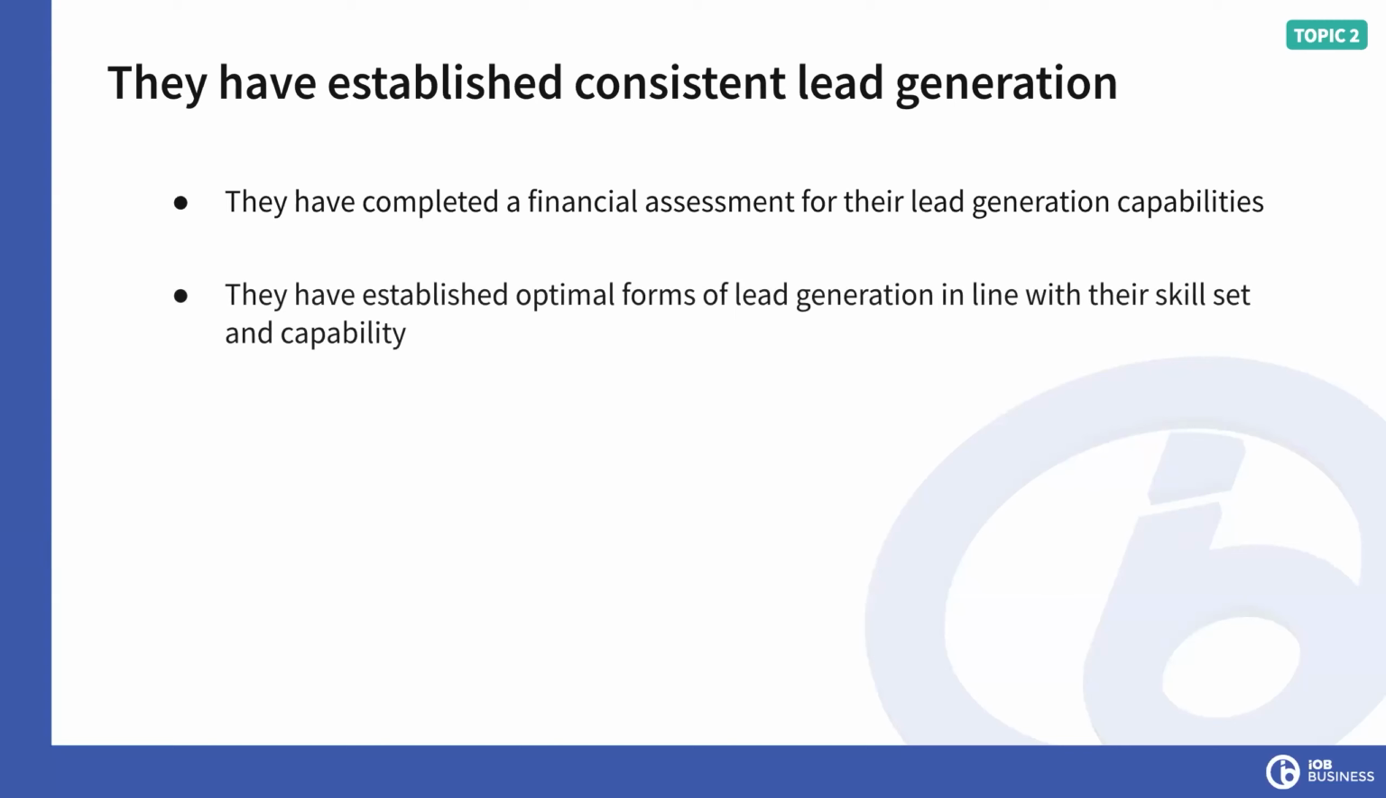Next thing they've done is they've established optimal forms of lead generation in line with their skill set and capability. Now, this brings us to the multiple variations and forms of lead generation that exist in today's world. So just a few examples here. We have Google ads, Facebook ads, Instagram ads, WhatsApp ads, Bing ads, YouTube ads. We have bark.com for lead purchasing. We have organic marketing. We have SEO. We have countless forms of lead generation that we could work through.